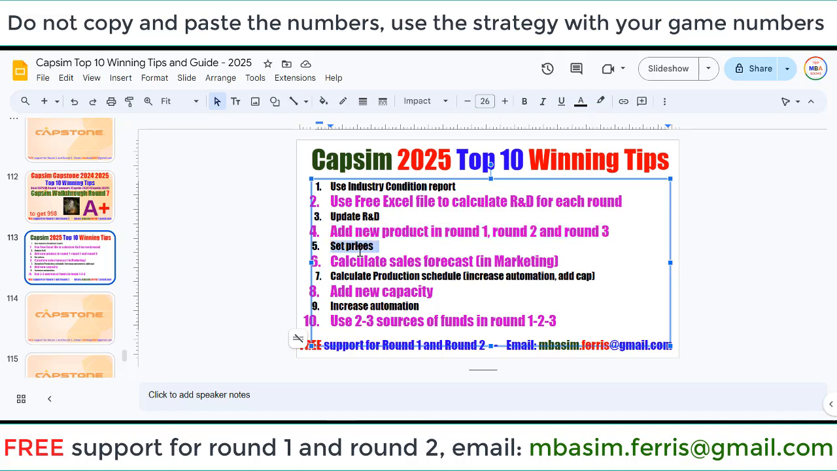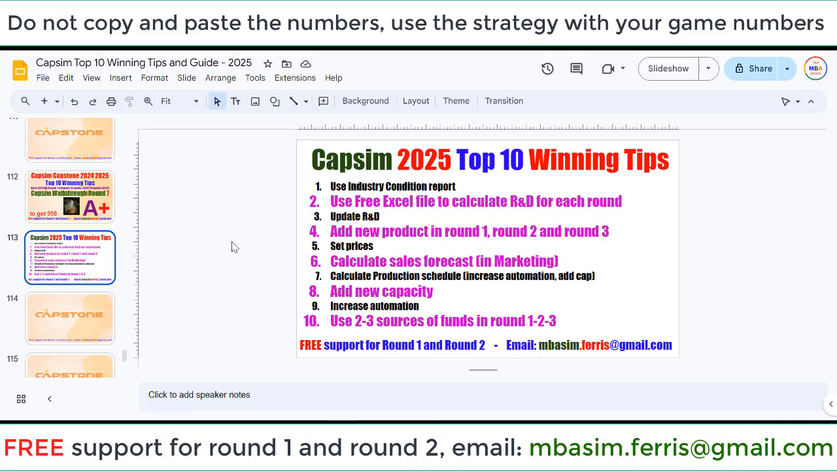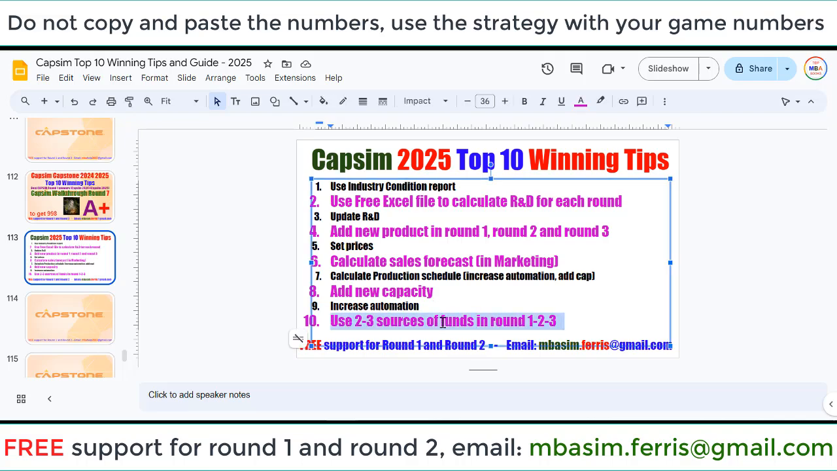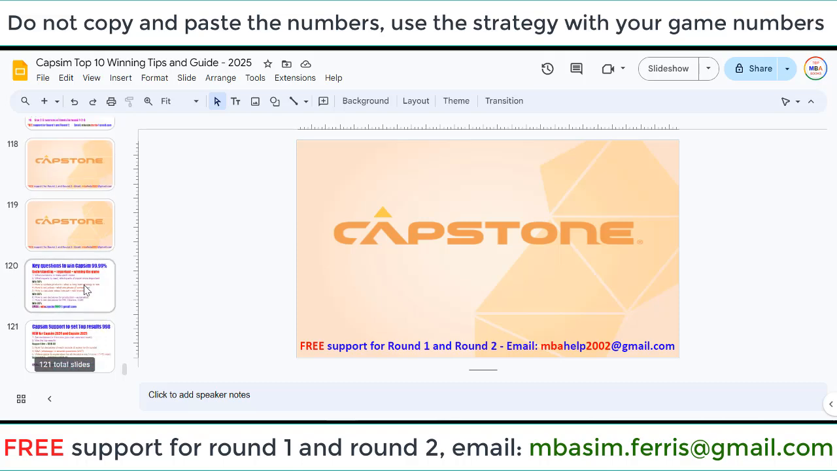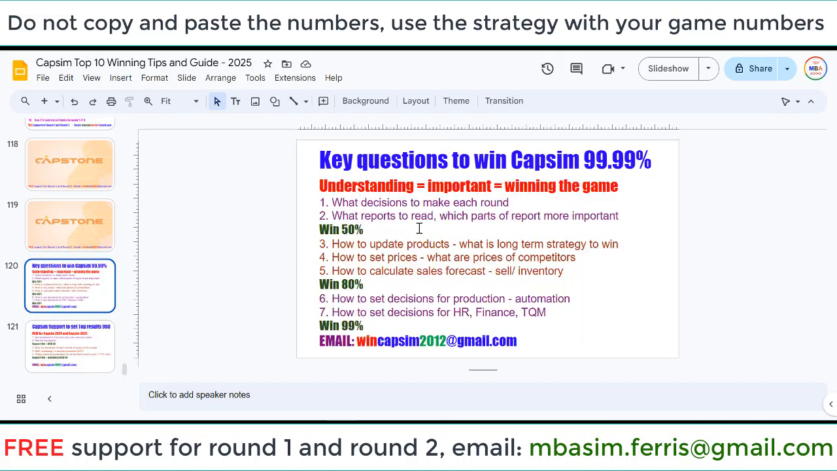Set the prices. You can control the most optimal price, not the lowest, right? The most optimal price. And you check the prices of competitors to set your price. Check the price range accepted by the customer. Calculate the sales forecast in marketing. Calculate the production schedule. Increase automation and add new capacity. Increase automation each round, and use the 3 to 4 sources in round 1 to 3. In later rounds you see that we pay dividends, we buy back stock, and we retire loans, right? You should learn and understand the meaning behind the decisions. It's equally important to win the game.